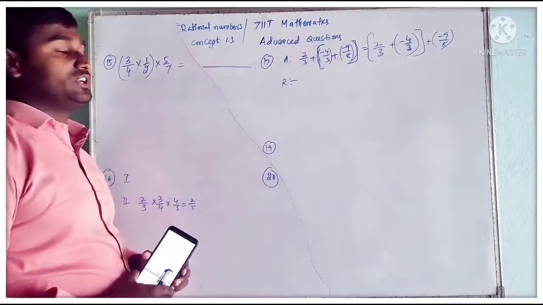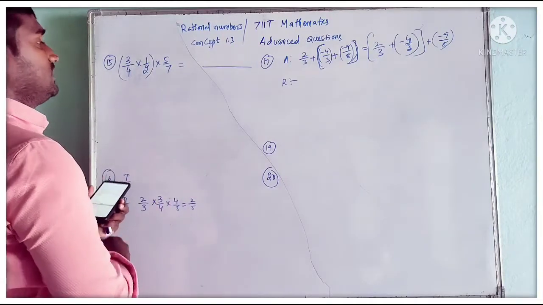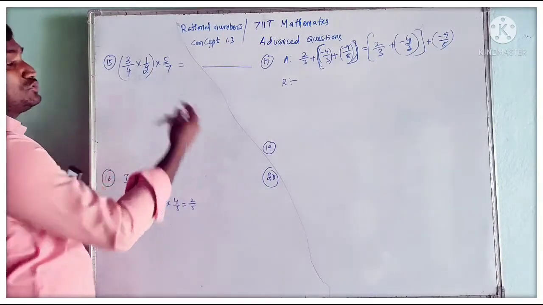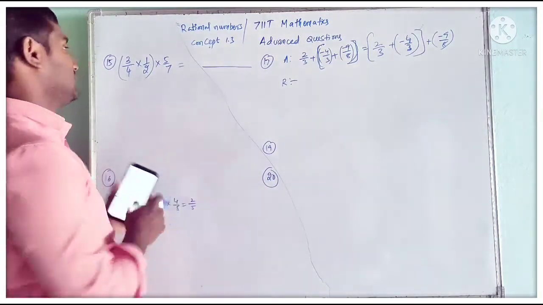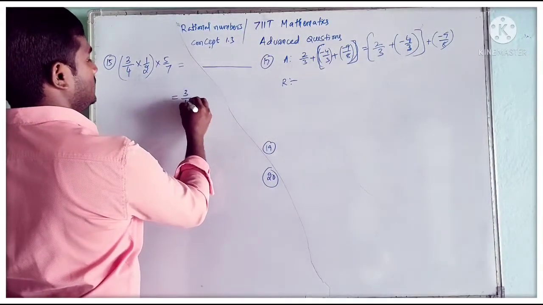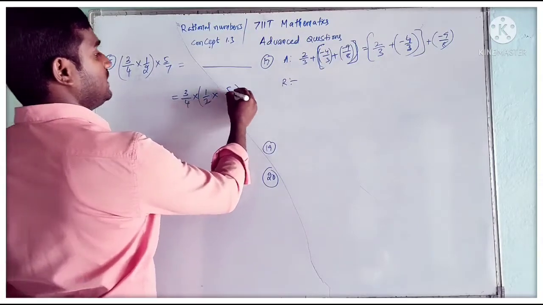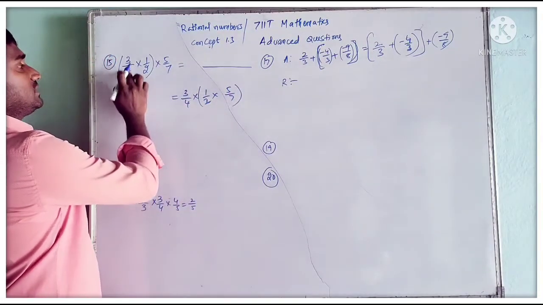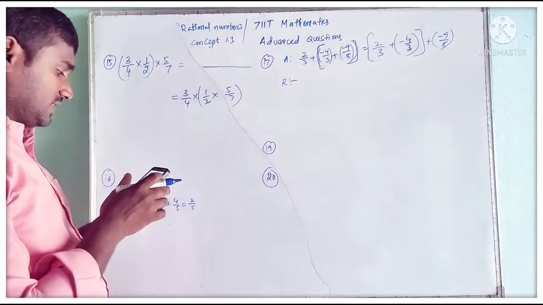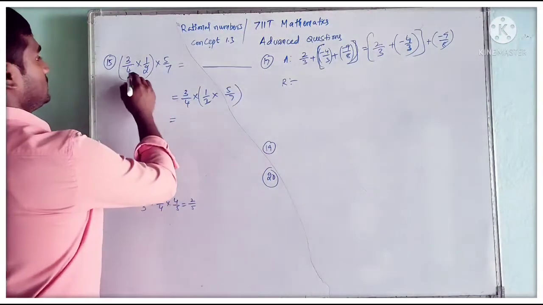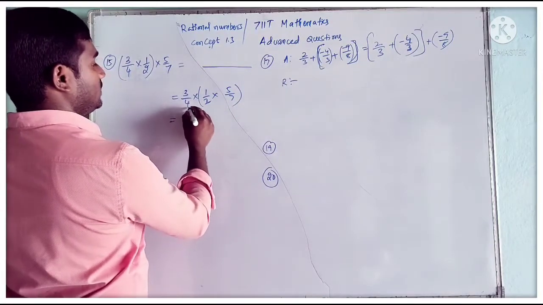Now I am going to discuss the 15th question: 3 by 4 into 1 by 5 into 5 by 7. We can write this using the associative property. The product of any three rational numbers remains the same even if you change the grouping. Grouping 1 by 5 and 5 by 7 together, that option is also correct. If you multiply, is there any cancellation? No cancellation: 3 fives are 15 and 4 twos are 8.